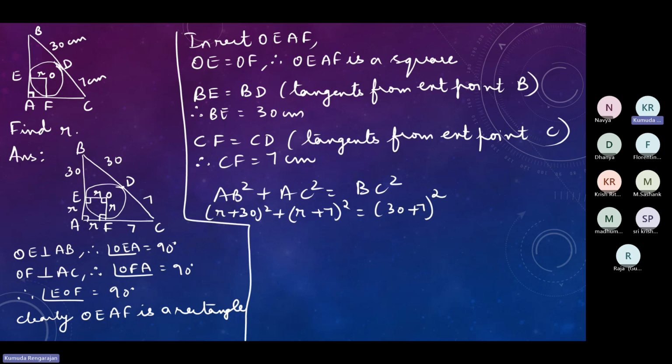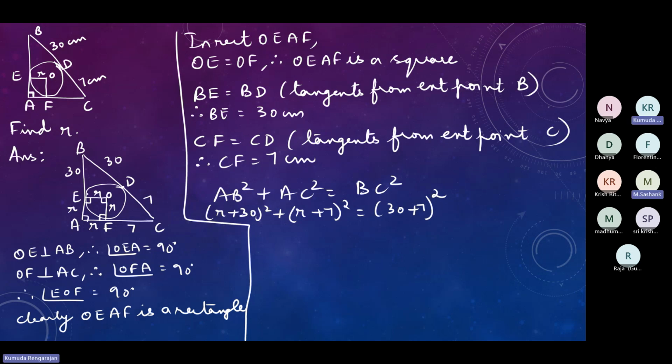So in the quadrilateral OEAF, every angle is a right angle. So it's a rectangle. And in the rectangle, adjacent sides are equal. OE is equal to OF. So OEAF is a square.